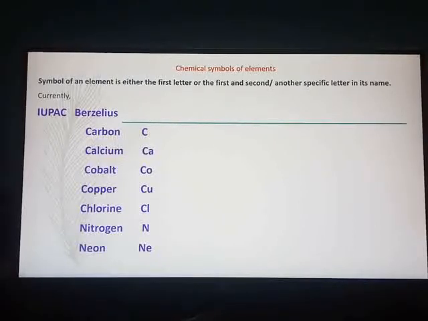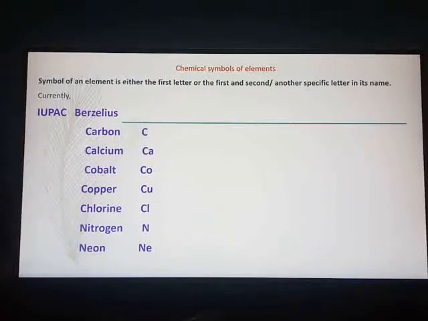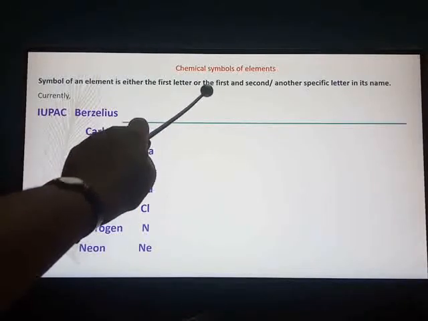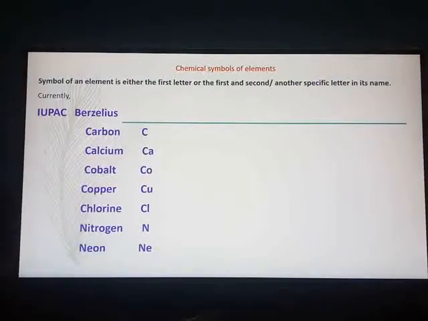So today whatever symbols we use, anything you discover in chemistry, that should be accepted by IUPAC. IUPAC means International Union of Pure and Applied Chemistry. Today whatever symbols we are using were derived by Berzelius. According to the method of Berzelius, the symbol of an element is either the first letter, or the first and the second letter, or any other specific letter in its name.